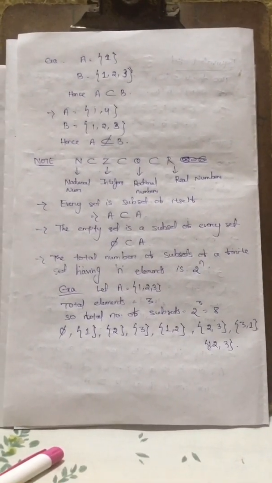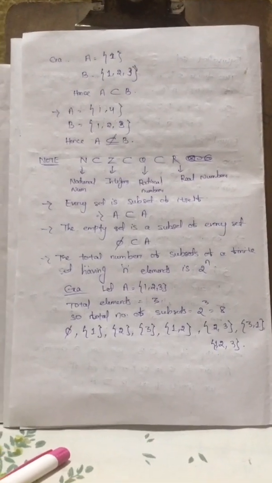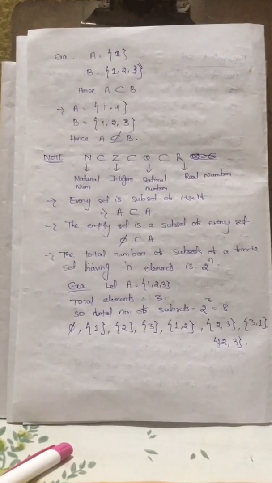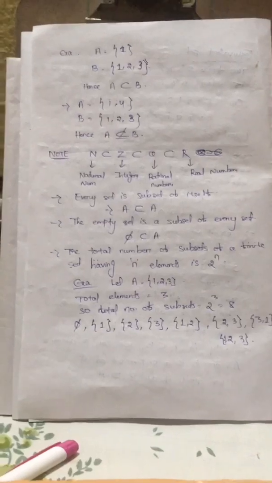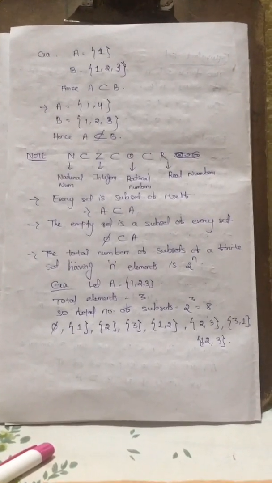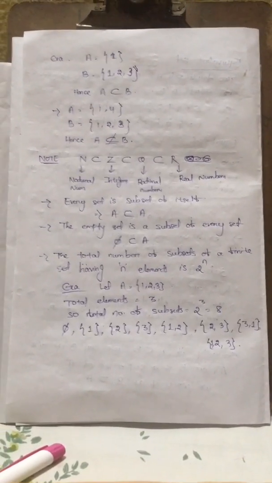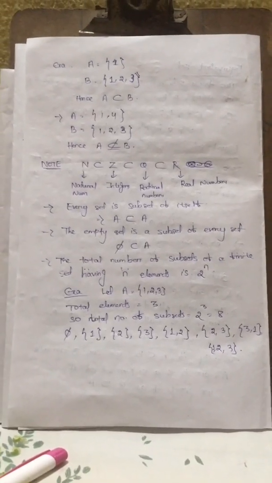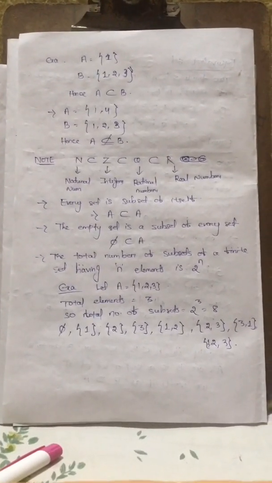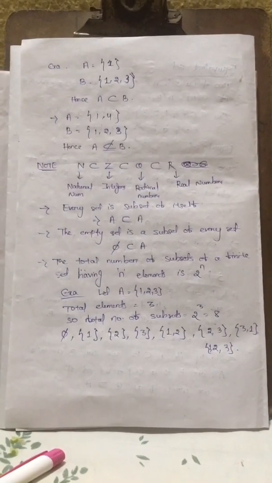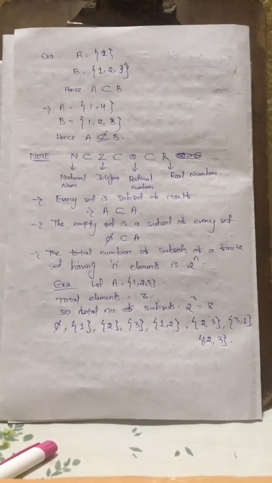Next, the empty set is a subset of every set. Phi, remember phi is the subset of every set. Phi is the subset of every set because phi means what? It is the null set, and suppose set A, there is no element of phi that is not in A, and that's why we can say that phi is a subset of A.